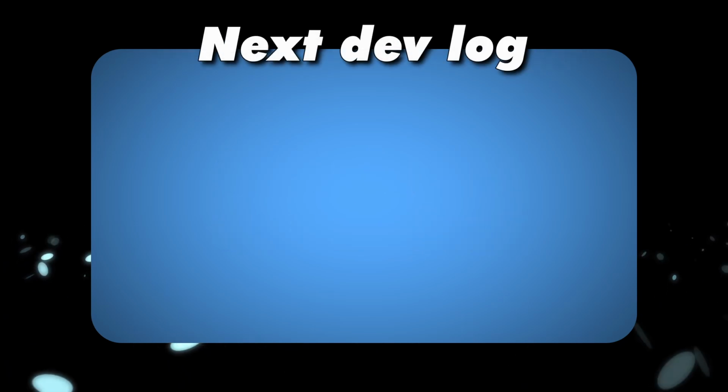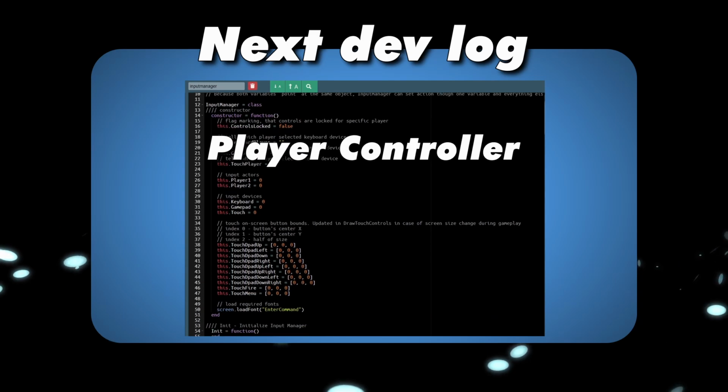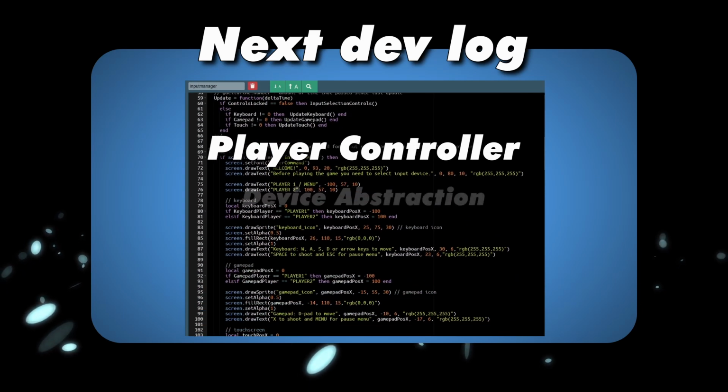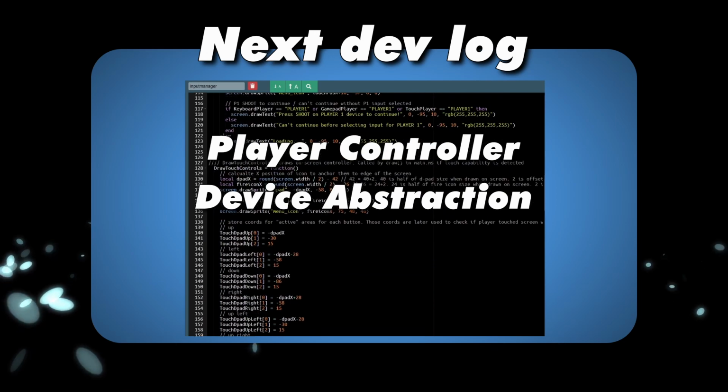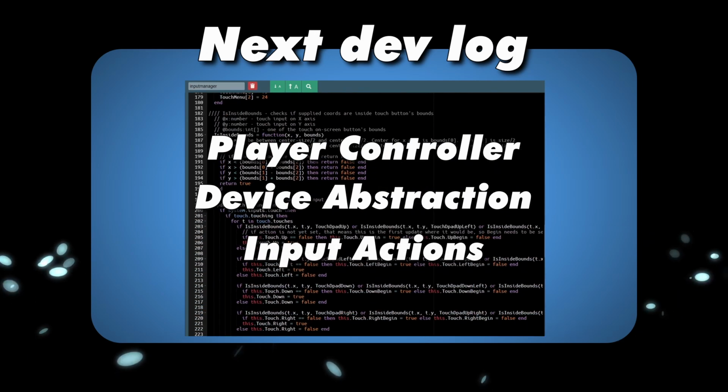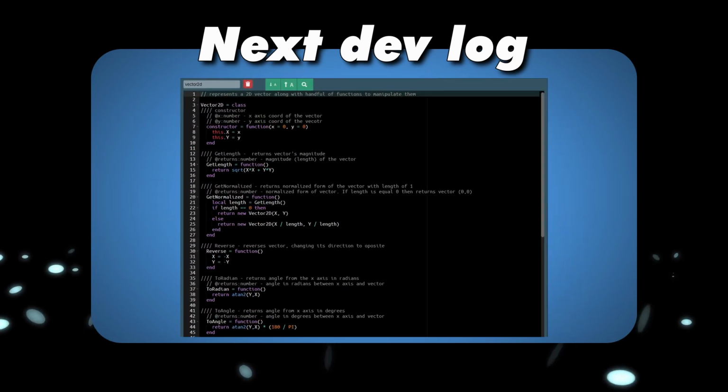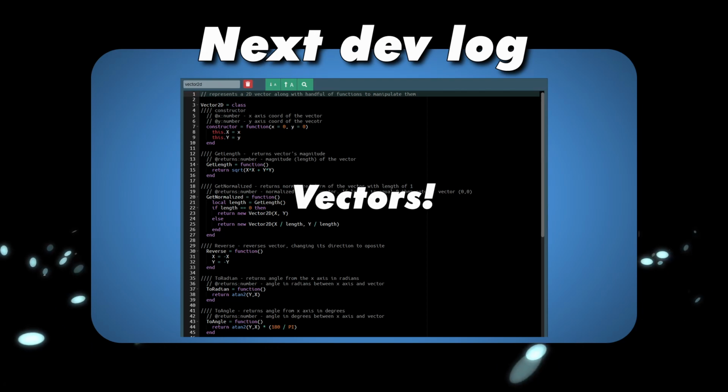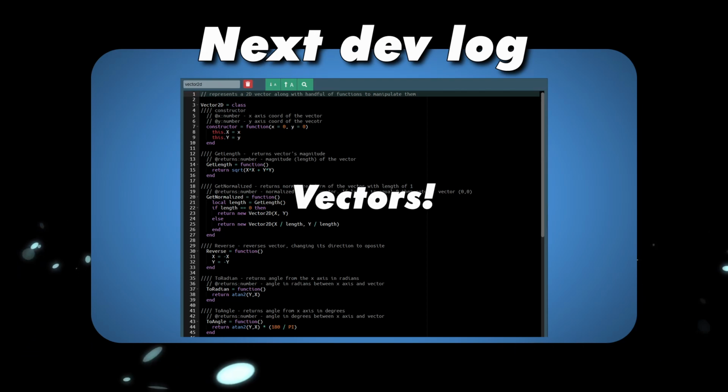In part 3 I'll show you how players control their tanks. I'll talk about abstracting input device from the player action and how to turn input into control. I'll talk about vector math a bit too, which I'm sure is going to be very fun.